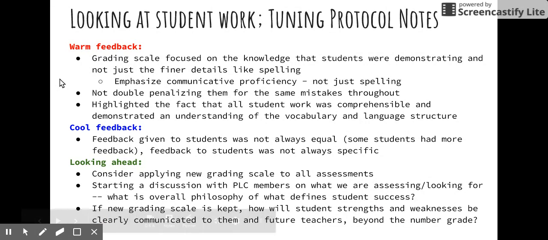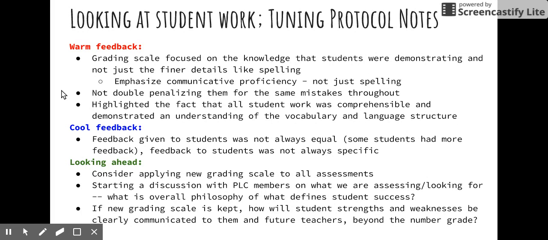Some of the warm feedback that we came out of the tuning protocol with was that the grading scale focused on the knowledge that students were demonstrating and not just the finer details like spelling. It also emphasized communicative proficiency and not just how well they could remember their accents and how to spell the numbers. We liked that the new grading scale did not double penalize students for making the same mistakes throughout.